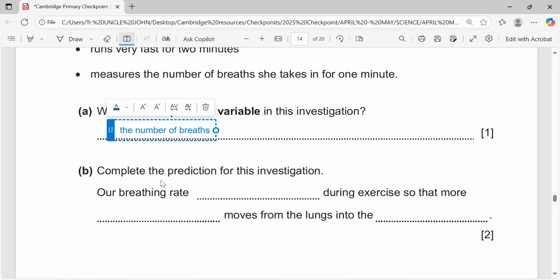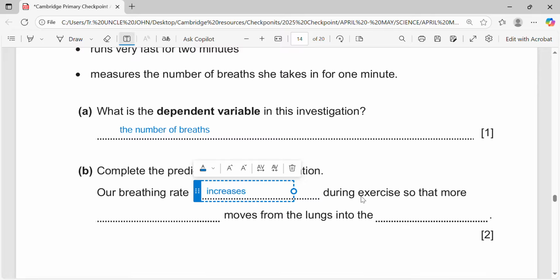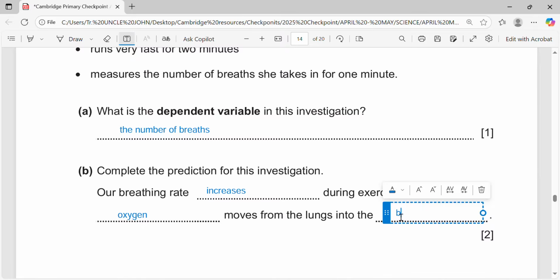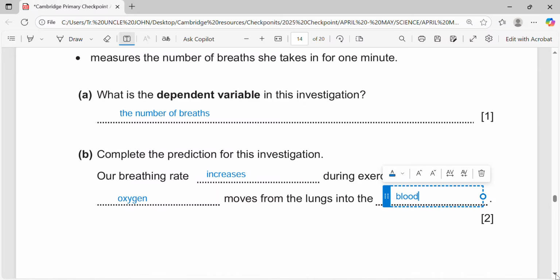Complete the prediction for this investigation. Our breathing rate increases during exercise so that more oxygen moves from the lungs into the blood, and carbon dioxide and air.